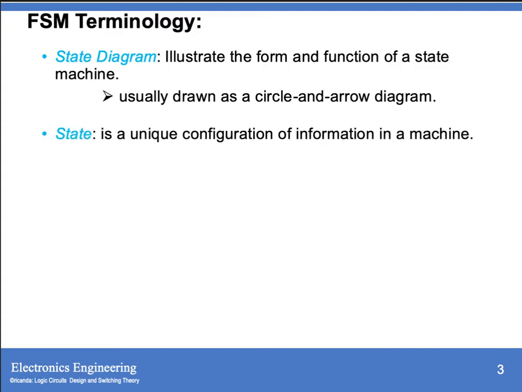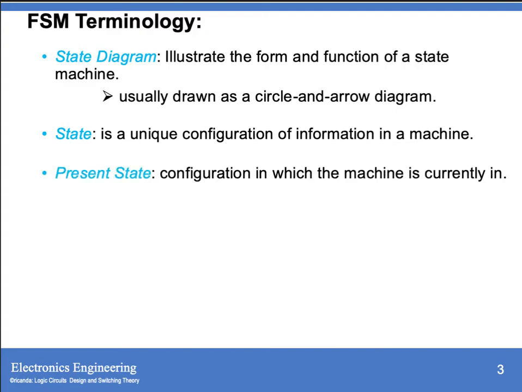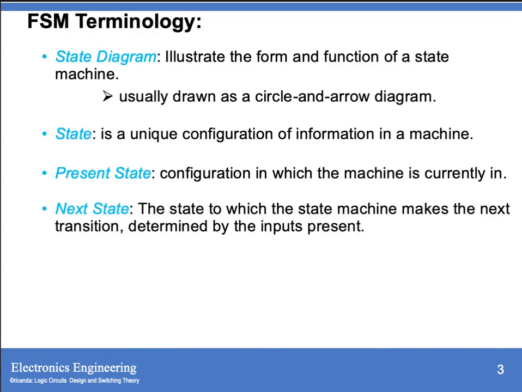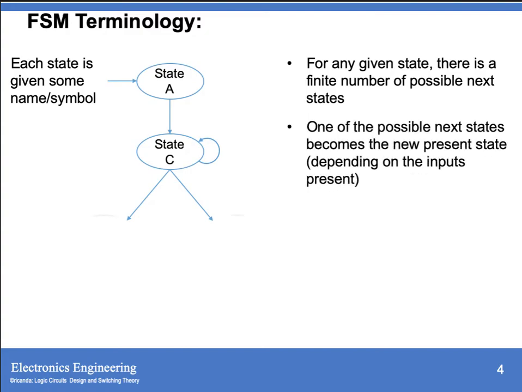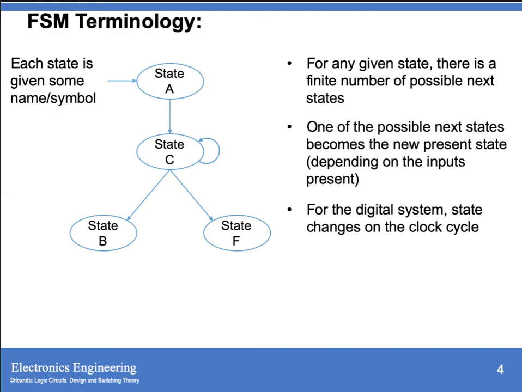We have also the present state. It is the configuration in which the machine is currently in. Then the next state, a state to which the state machine makes the next transition, determined by the input present. We have the transition arc, a change from present state to the next state. So in your FSM or finite state machine, we have states labeled by name or symbol. For any given state, there is a finite number of possible next states. One of the possible next states becomes the new present state, depending on the input present. For the digital system, state changes on the clock cycle.